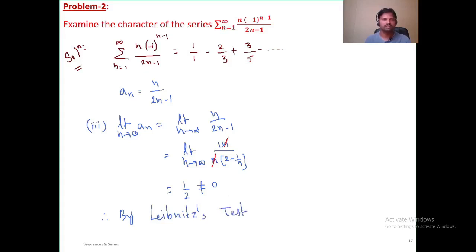Because the three conditions are not all satisfied. If one of the conditions is not satisfied, then the series diverges, so no need to verify the first two conditions. Because the third condition is not satisfied, no need to verify the first and second. By the Leibniz test, the alternating series diverges. That means the sum is either plus infinity or minus infinity, because it is an alternating series.